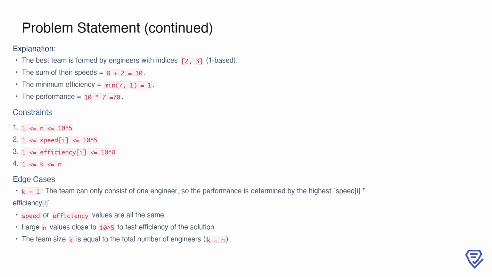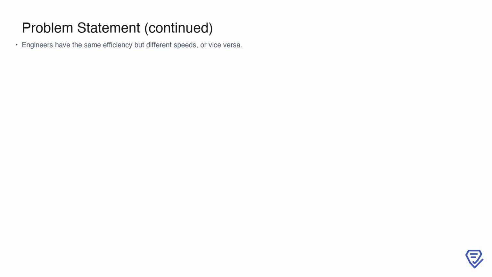Additionally, the constraints for this problem push us to find an efficient solution, as the values for n, speed, and efficiency can be quite large. Lastly, we should also consider special cases when designing our solution. For example, what happens when multiple engineers have the same efficiency but different speeds, or vice versa? Other edge cases include scenarios like having the smallest possible team size, or k equals 1, or the largest possible team size, or k equals n. It's also important to think about situations where all engineers have identical speed or efficiency values.